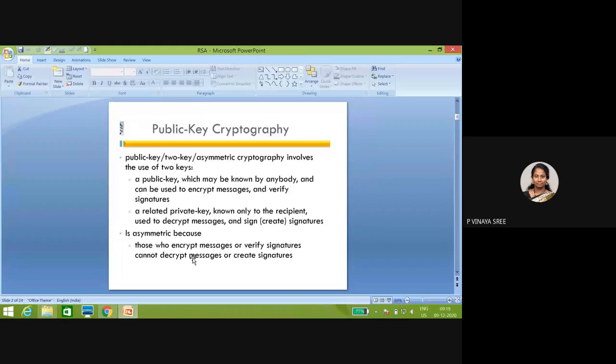Public key cryptography is also called two key cryptography or asymmetric key cryptography. It uses two keys. One key is public, which may be known by all the persons in the network, and it is used for encrypting the message and to verify the signature. A private key is only known to the recipient, and is used to decrypt the message and to create signatures. It is asymmetric because those who encrypt messages or verify signatures cannot decrypt messages or create signatures.